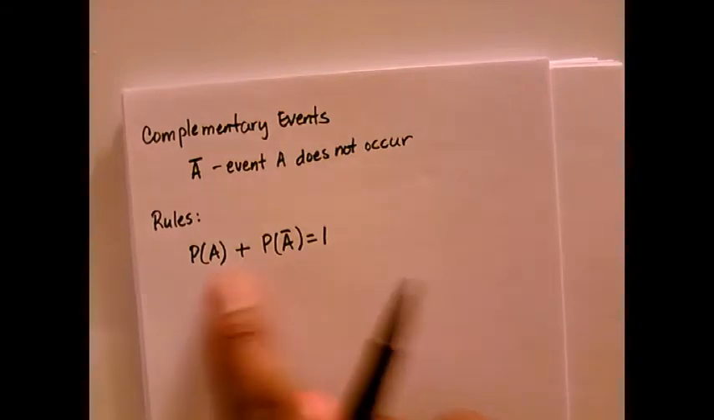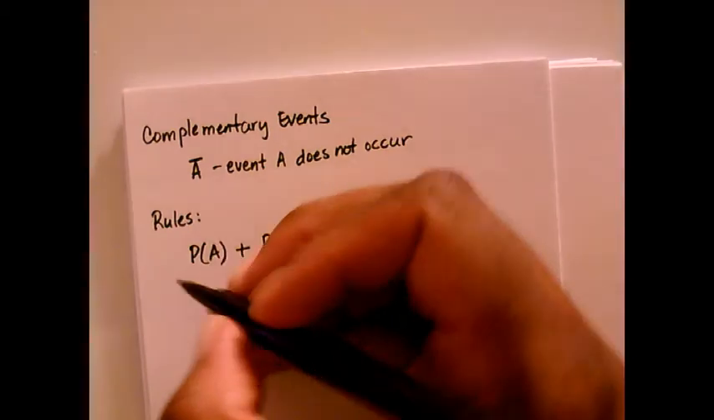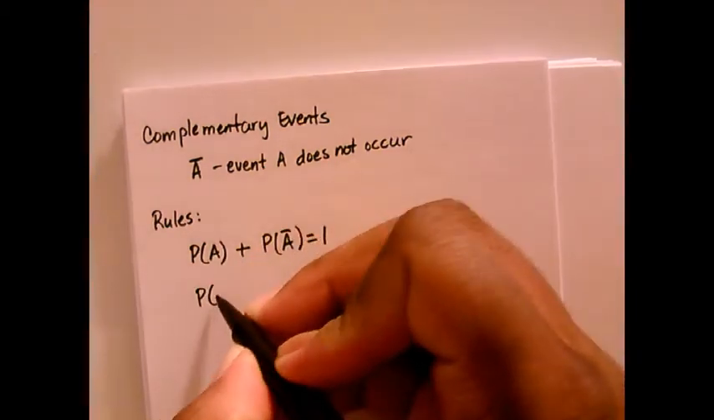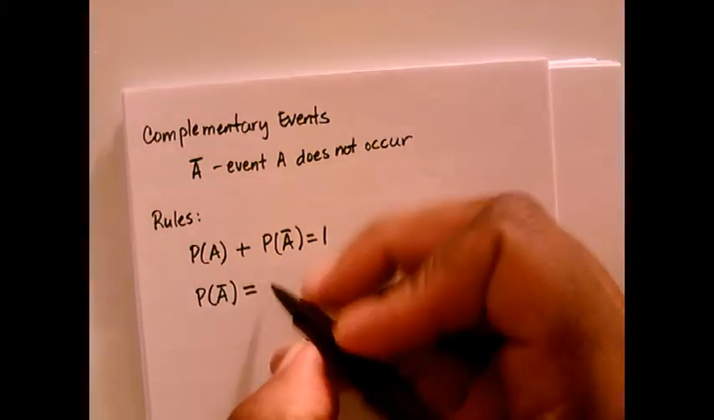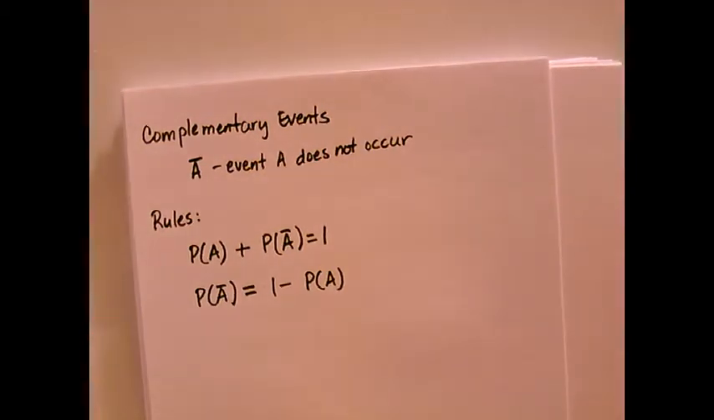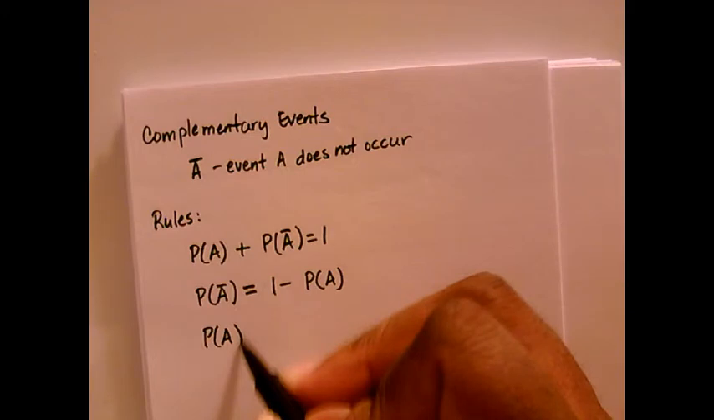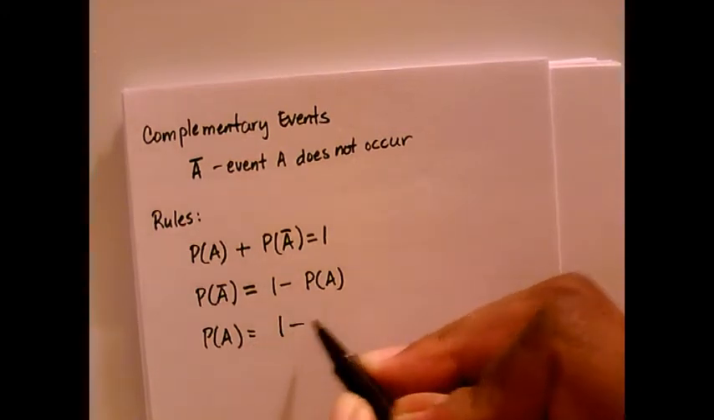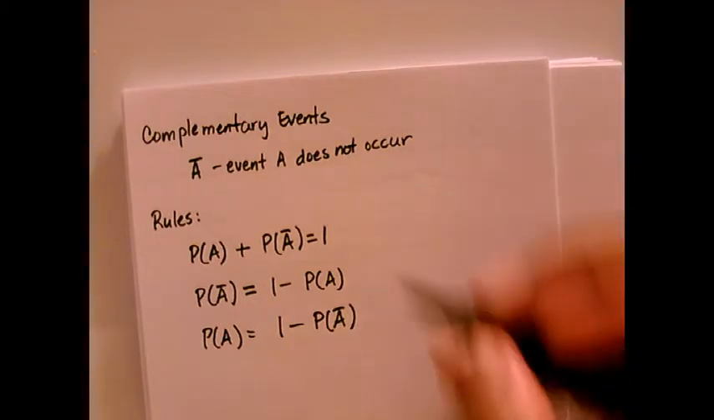Okay? Because these two are opposites of each other, the sum of those two opposites has to be equal to 1. And then the probability of A complement would be equal to 1 minus the probability of event A occurring, and then the probability of event A will simply be 1 minus the probability of A complement.